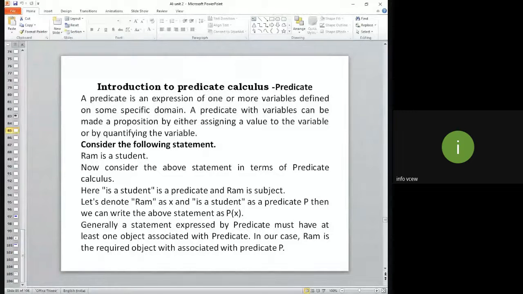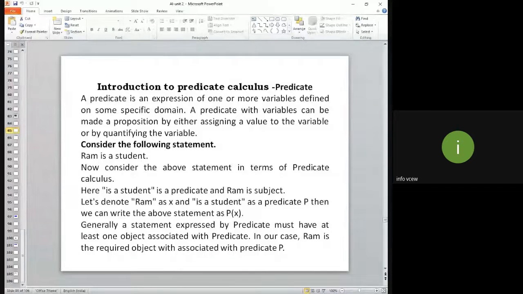For example, Priyadharshini is a student. Here, student is a predicate, and Priyadharshini is the subject. How can we write it? P of. So, what have we said about the predicate? It is a student.